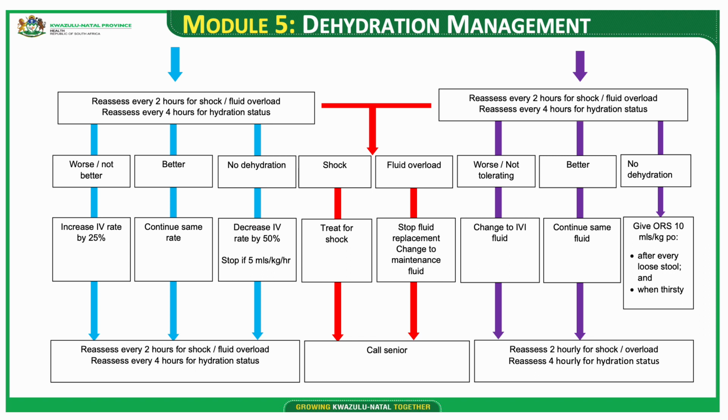If the child was doing better, then we would continue with the same oral or nasogastric fluid. If they had improved to the state where they had no dehydration, then we would be able to stop that oral fluid every 15 minutes and change them to 10 ml per kg after every loose stool or when they're thirsty. That is the same as the child who presented with no visible dehydration to start with.